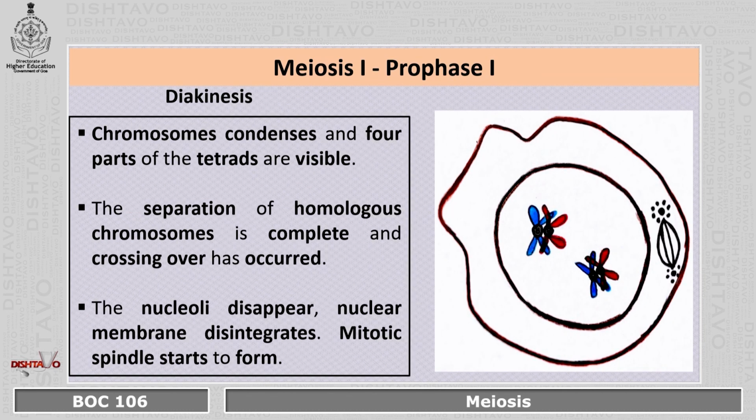The next stage of prophase 1 is diakinesis. Chromosomes condense and four parts of the tetrads are visible. The separation of the homologous chromosomes is complete and crossing over has occurred. The nucleoli disappear, the nuclear membrane disintegrates, and the mitotic spindle starts to form. This is the figure which shows the formation of the spindle fiber in diakinesis of prophase 1.